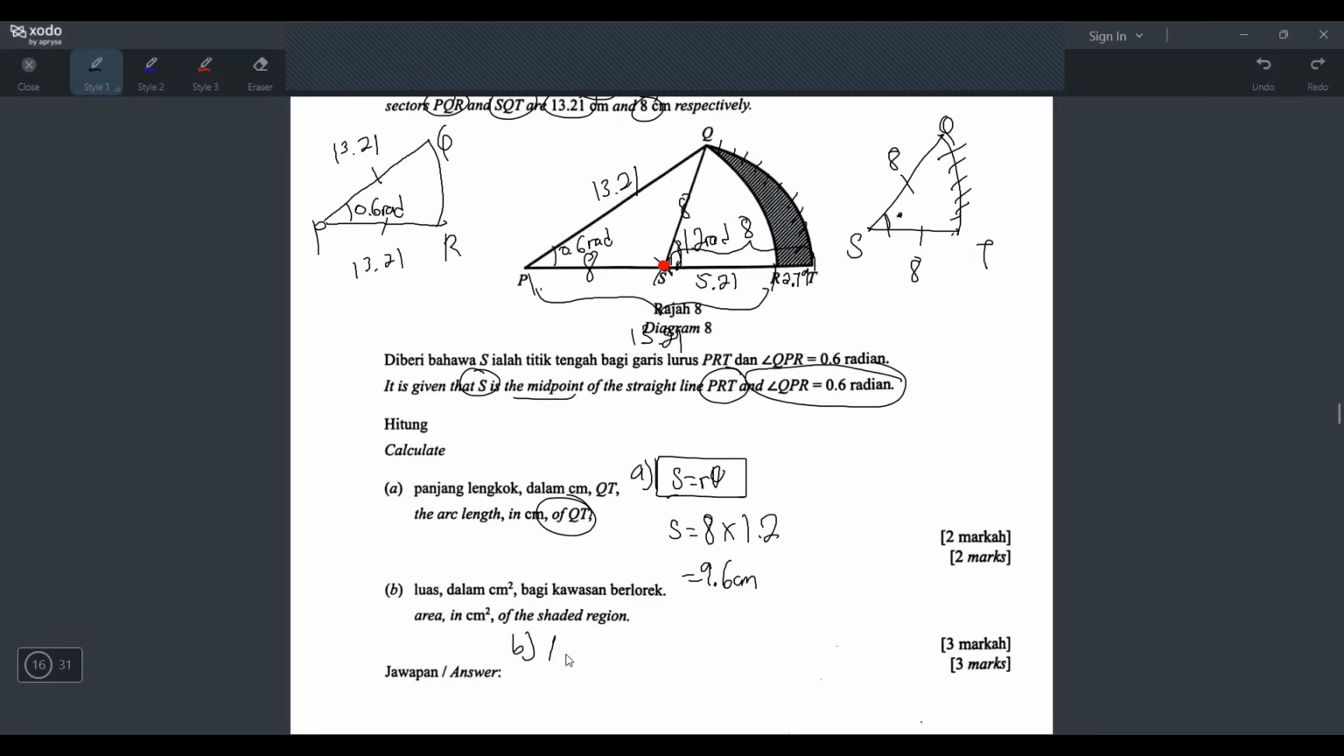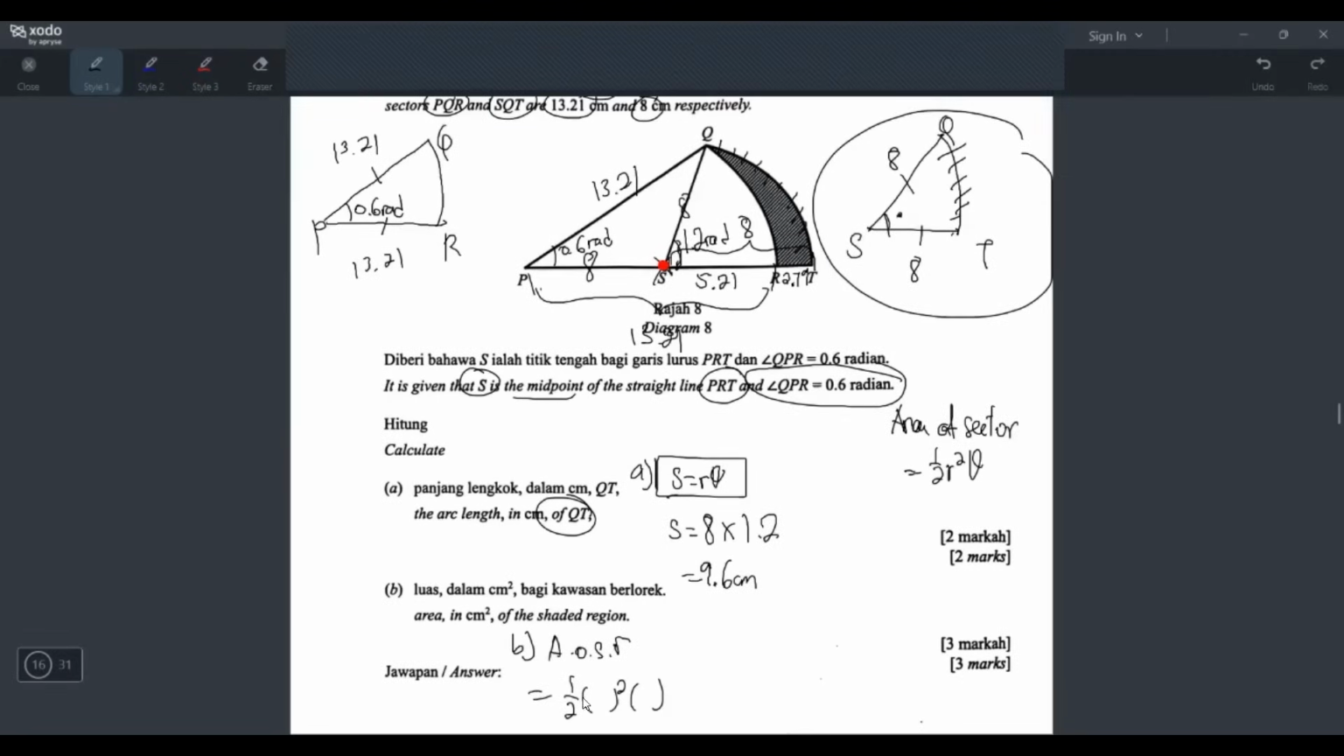So let's do it. So area of shaded region. First is to find the area of the whole thing. So to get the area of whole thing, you will find this separately and this separately. So first, let's calculate the area of this sector, which is the SQT sector. The answer will be 1 over 2 r squared theta, because that's the formula for area of sector. So let's write it. Area of sector formula is 1 over 2 r squared theta.